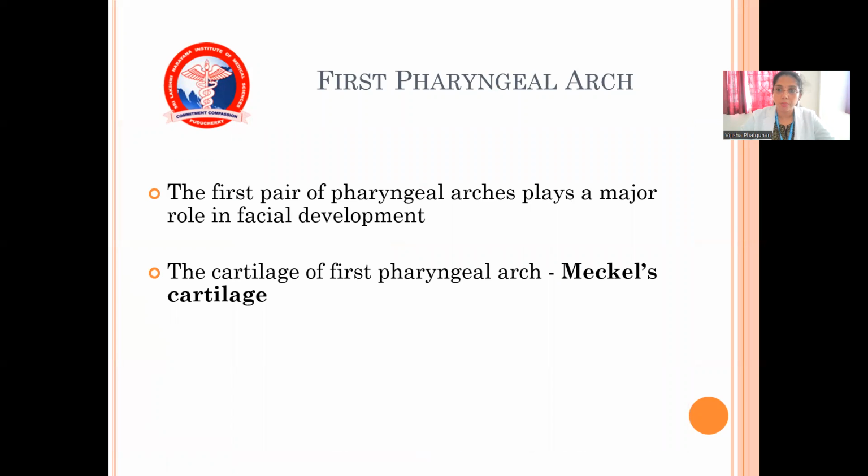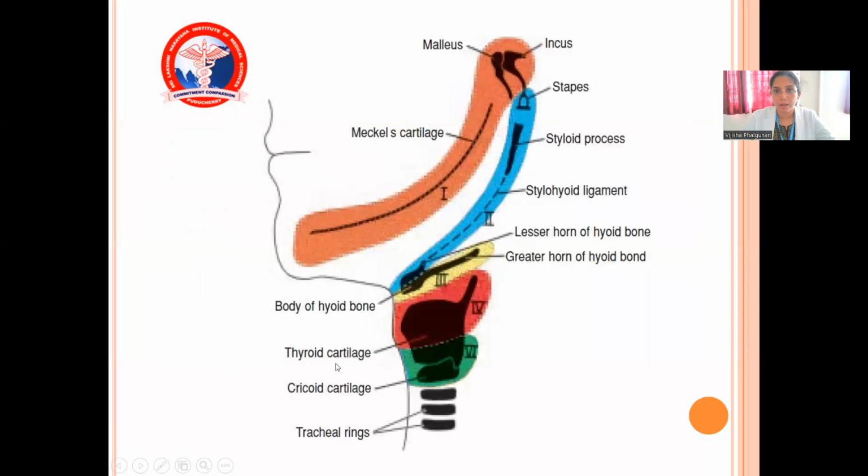So we'll go individually, each arch contributes one. The first pair of pharyngeal arches plays a major role in facial development. The cartilage of the first pharyngeal arch is called Meckel's cartilage. So it is the first pharyngeal arch which plays a major role in the formation of the face. You have skeletal components, malleus and incus, and the cartilaginous component, Meckel's cartilage.